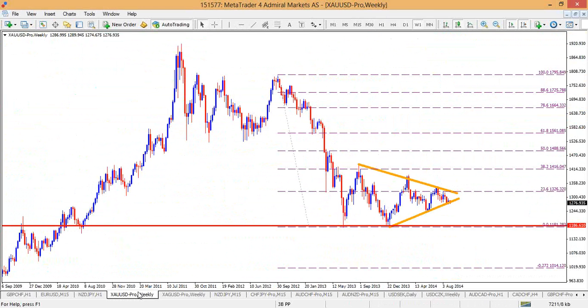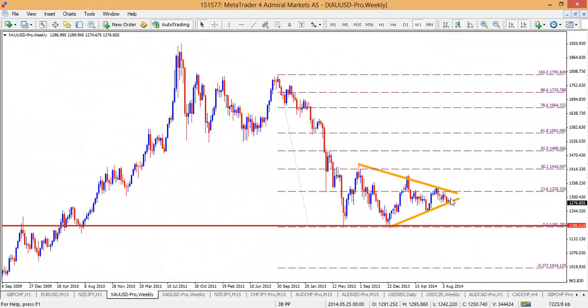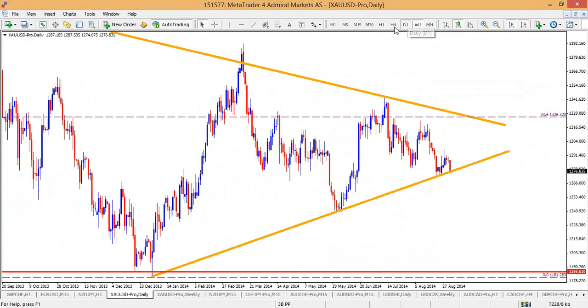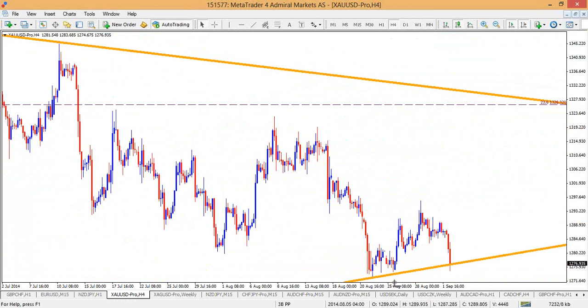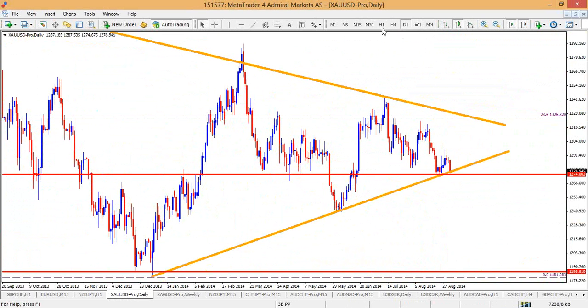XAU USD. Looks like we're pretty stuck in this particular triangle between the gold and orange lines here. A break of that triangle obviously would give us information whether it's an upside or downside potential. Looks like we're trying to break through as we speak. We haven't as yet. We do have a bottom here in play. We are certainly getting close to it though. So that looks bearish, but a break would be bearish.